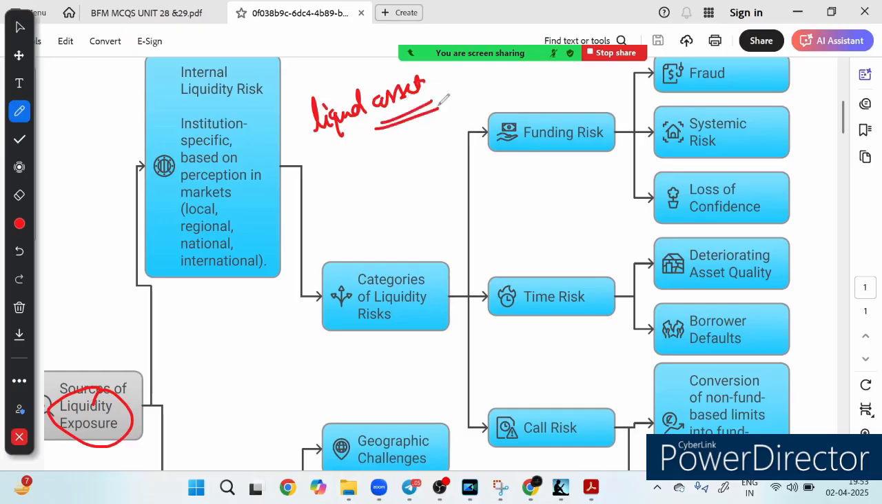Let's break this down into two major internal categories. First of all, you will see here internal liquidity risk. So what is the meaning of internal liquidity risk?